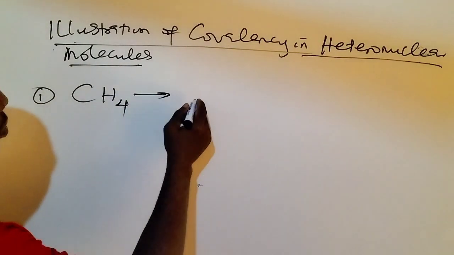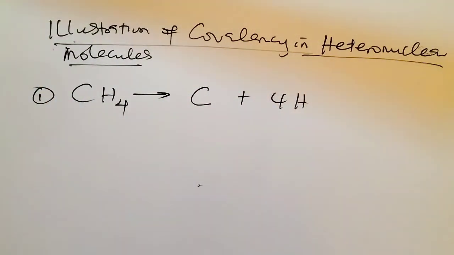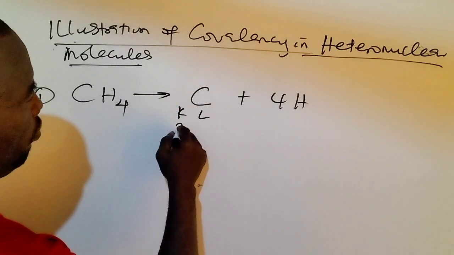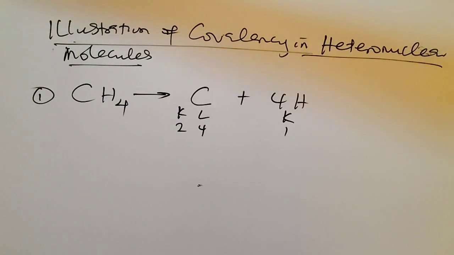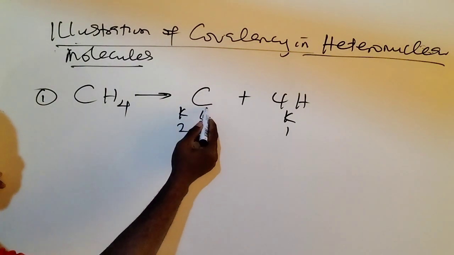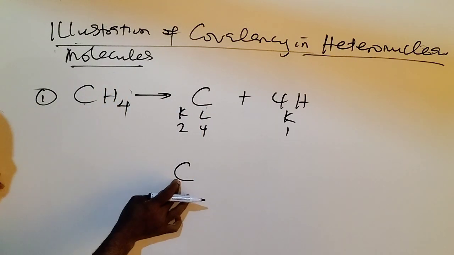We have 1 carbon and 4 hydrogen atoms. So I write the electronic configuration of carbon, 6: I have 2, 4. Hydrogen is 1 in the K shell. Now carbon, I'll draw the central element. As the central element, the one that has only 1 atom in the compound will be at the center.